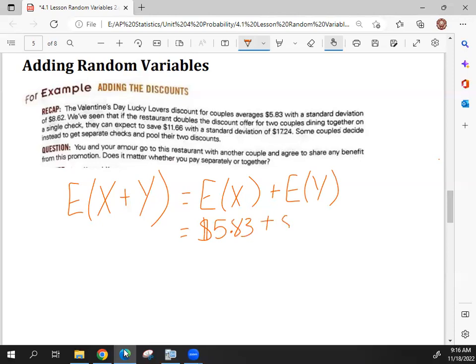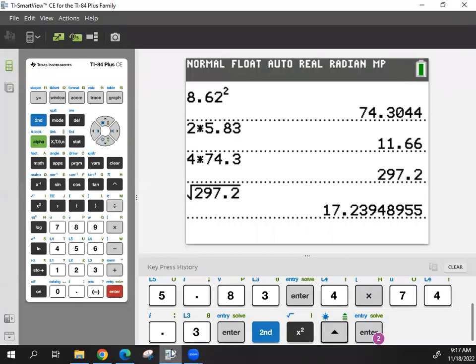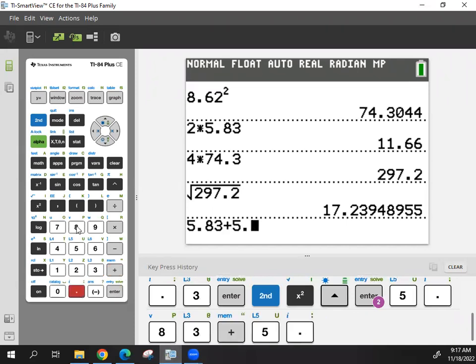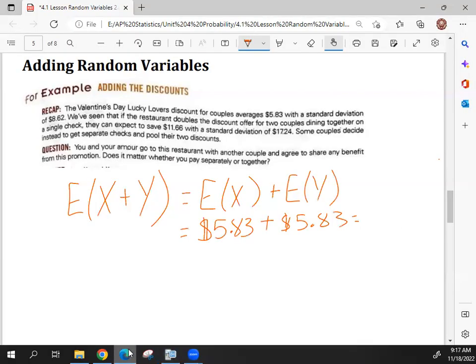And couple 2 can also expect to save $5.83. And so if we want to find the expected discount for them together when they pay separately, so we're not multiplying now, we're just adding them together. $11.66. Of course, you know that adding two things together is the same as multiplying that thing by 2. And so we get the same expected value, the same average discount, whether we double it or we add them together.